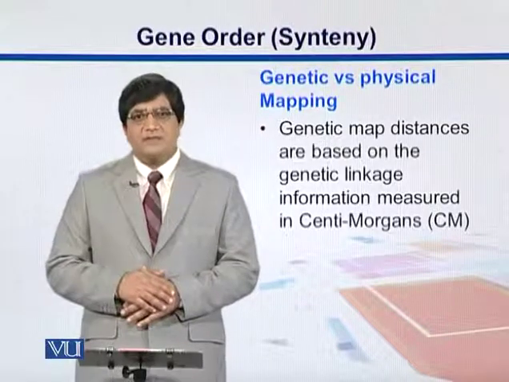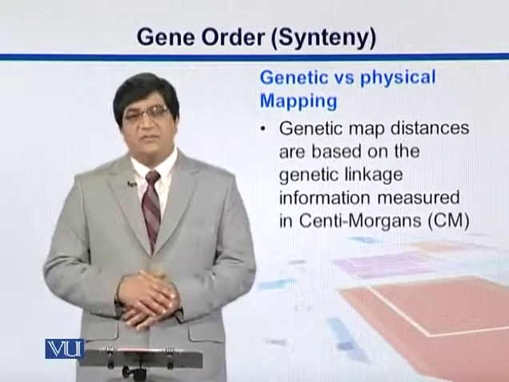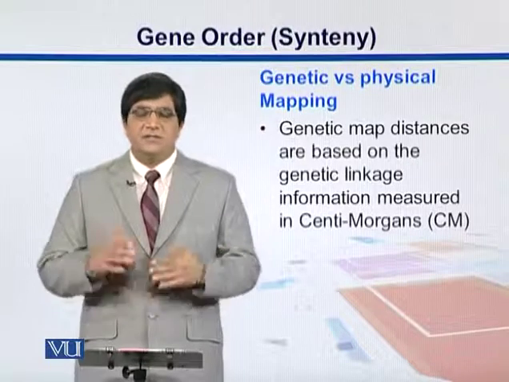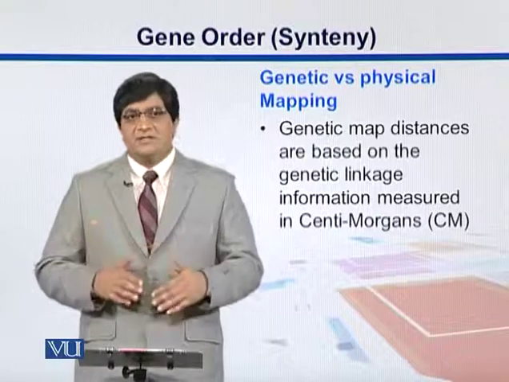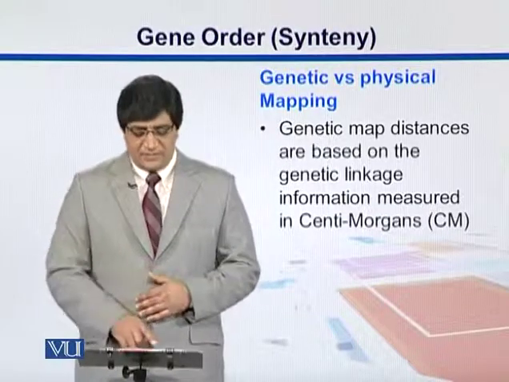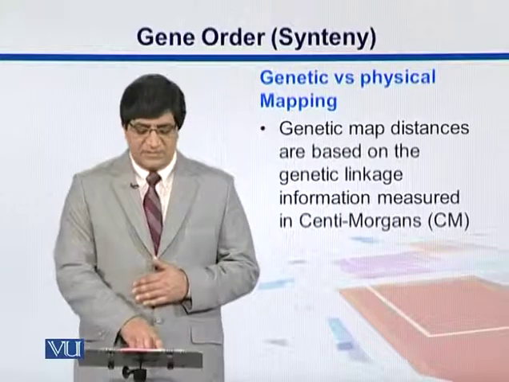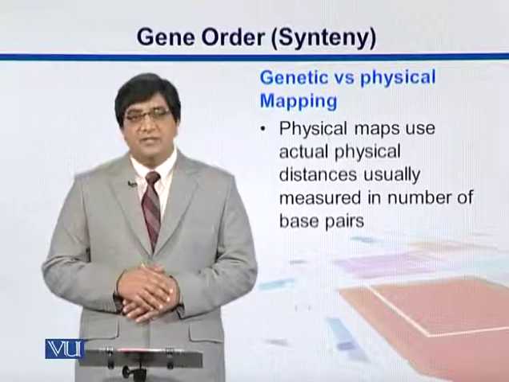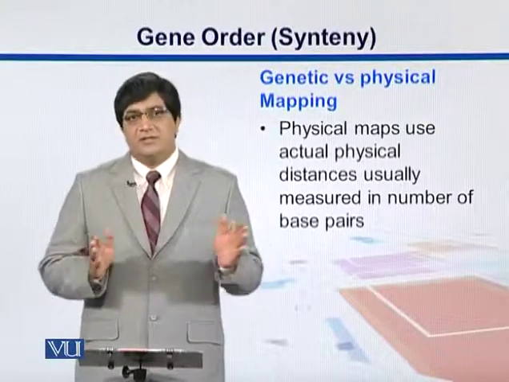Genetic map distances are based on genetic linkage information, which is measured in the centimorgan scale. So we get the recombination frequencies among the genes, from which we get these centimorgan distances, and we put the genes on the chromosomes on the basis of the distances. Whereas in physical mapping, we use the actual distance in terms of the base pairs among the different genes.